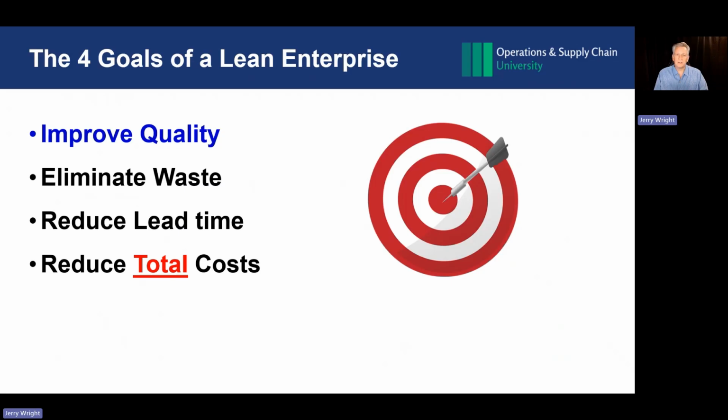And then finally, I want to reduce total costs. Now, total is underlined and in red for a reason. I don't want to move cost from one area to another area and essentially say, oh, look how much leaner I am here, and now I've had to hire people in this department. That doesn't make sense. I want to reduce total cost to the entire enterprise. So I want to shrink the amount of money we're spending or the amount of labor or overtime or material we're buying in total, not just move it around from department or function to function.